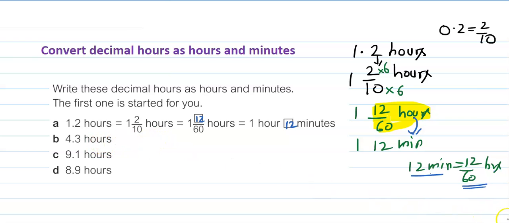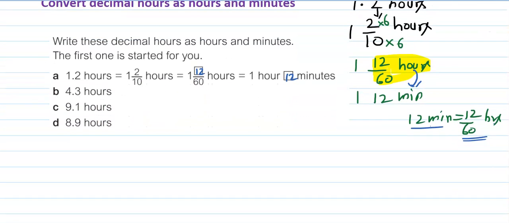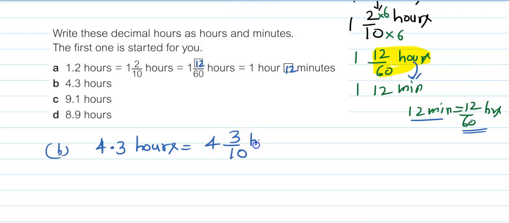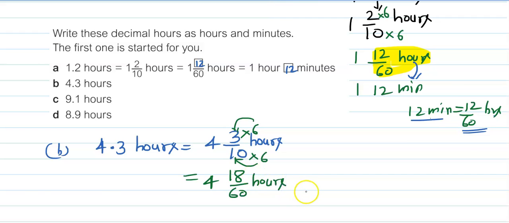Now we do the same thing for 4.3 hours. B part, 4.3 hours. You can write 4 and 3 over 10 hours. Next we need to make 60, so you times by 6 here and times by 6 here. So we got 4, and 6 times 3 is 18, and 6 times 10 is 60. So 18 over 60 hours.